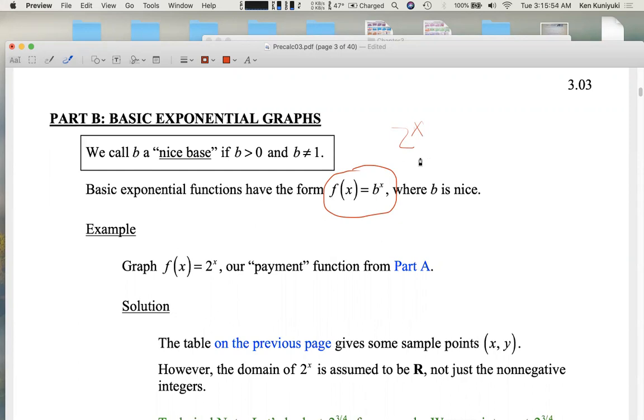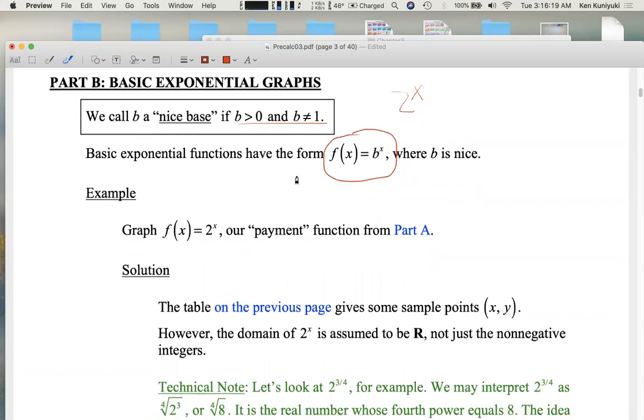2, 3, and 4 are nice bases. Now, that's not an official term. I call b a nice base if b is positive and not 1. Then it is a legitimate base for a legitimately exponential function, f of x equals b to the x, where b is nice. We'll discuss these problem situations later on.